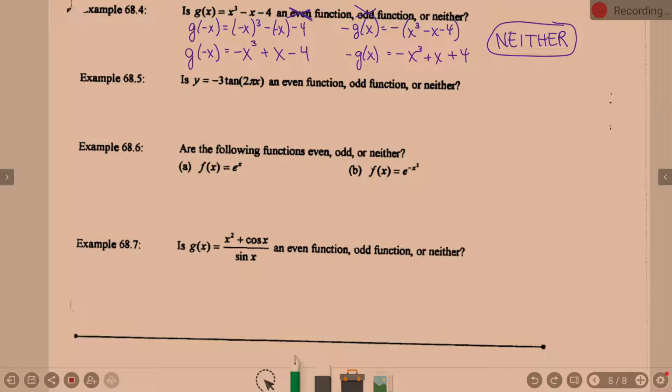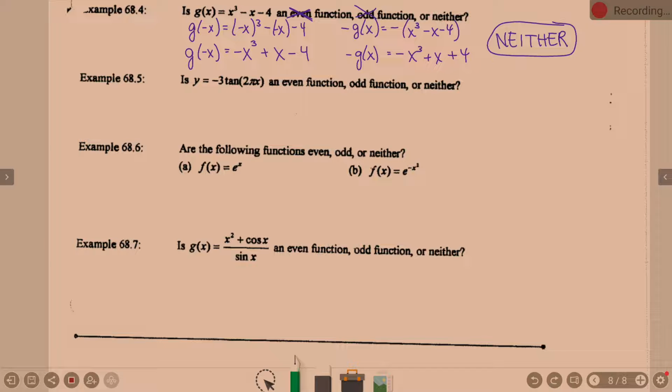Okay, guys. Let's throw in some trig with our pre-cal here. Spice it up. Is y equals negative 3 tangent of 2 pi x an even, odd, or neither? Now, we would not have dealt with trig functions along with our even, odd, and neither stuff, because we did even, odd, and neither back in chapter 1 or 2. Trig functions didn't come up till chapter 4.